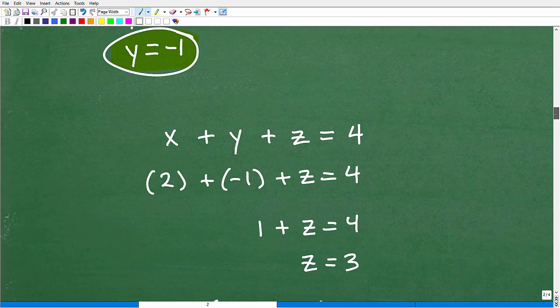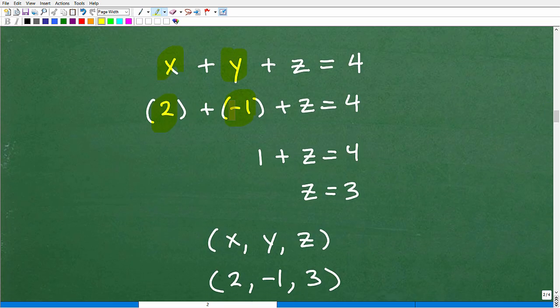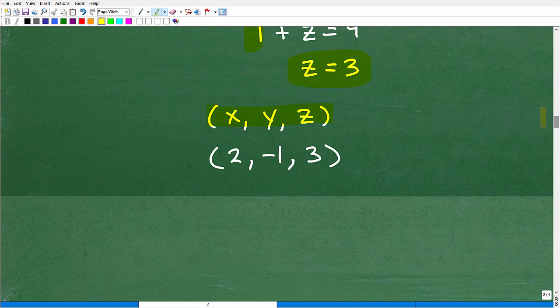So again, remember, x was equal to 2, y is equal to negative 1, so I'm going to substitute in, and then solve for z. We could just follow the algebra here. 2 plus negative 1 is 1. 1 plus z is equal to 4, so z is equal to 3. So our final answer, our ordered triple: x is 2, y is negative 1, and z is 3.